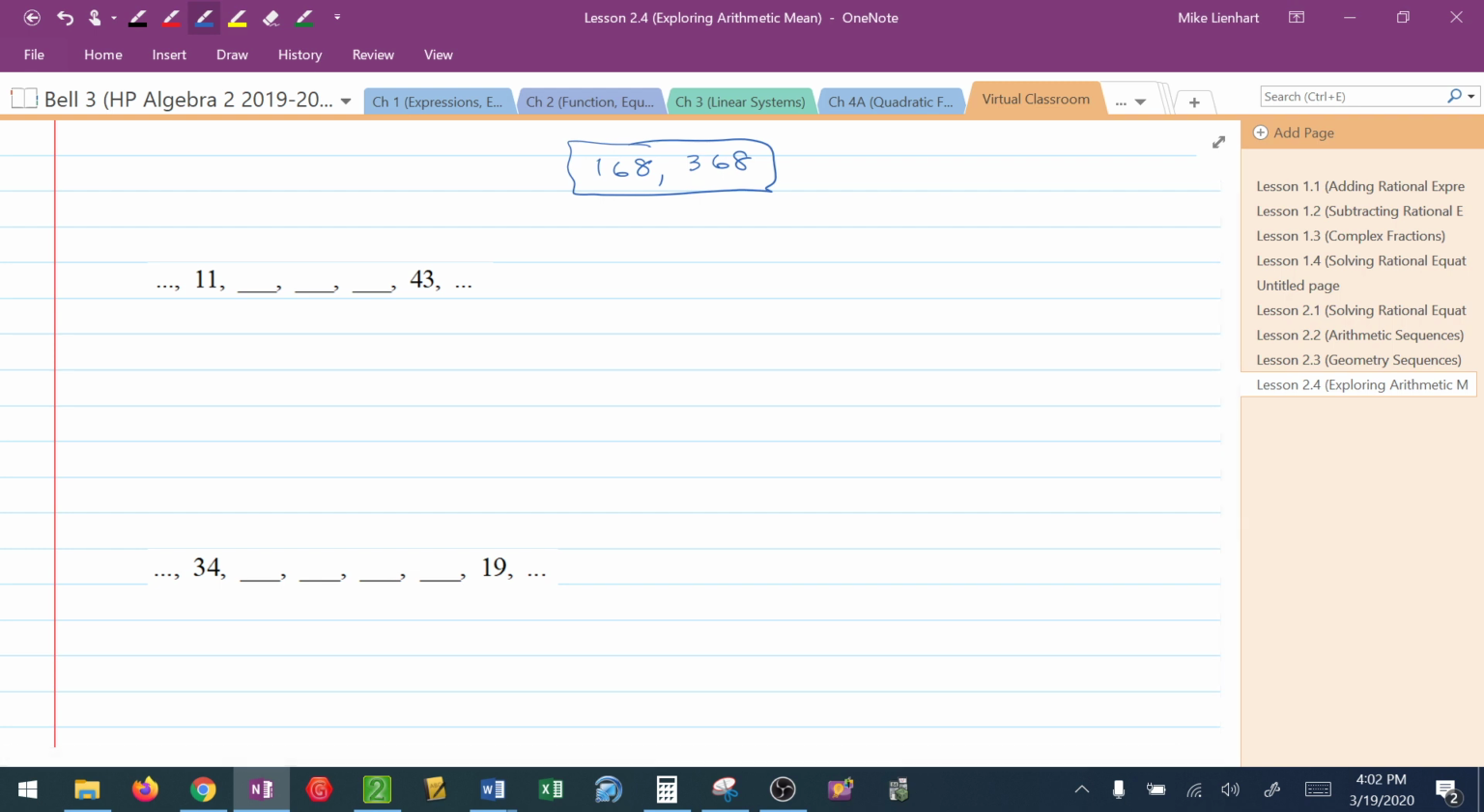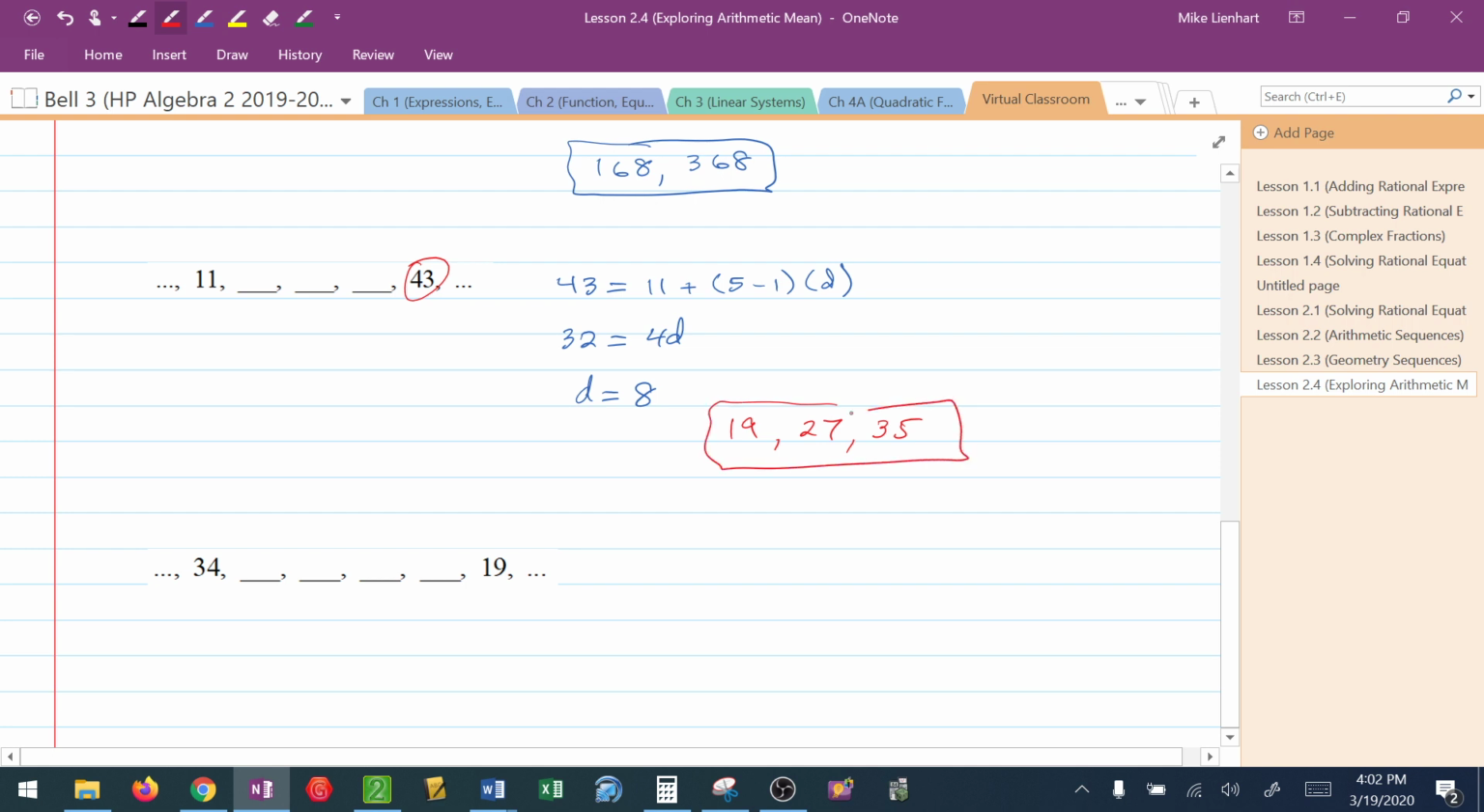Or I can use my explicit formula. And it says a sub n is equal to a sub 1 plus n. Let's see here. 1, 2, 3, 4, 5. So that would be 5 minus 1 times d. If I subtract 11, I get 32 is equal to 4d. Or in other words, this has a common difference of 8. If I add 8 to 11, the first missing term is 19. Add 8 again, 27. Add 8 again, 35. Add 8 again, I end up with 43. I know that these are my missing terms of the sequence.